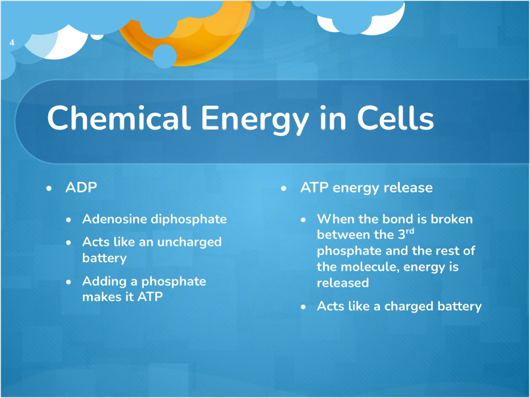A molecule that's related to ATP is ADP. It stands for adenosine diphosphate. The difference is that it contains only two phosphate molecules instead of three, like adenosine triphosphate did, and it acts like an uncharged battery. If you add a phosphate, it becomes ATP and becomes more energetic. ATP can release energy when the bond between the second and third phosphate is broken. When that happens, energy is released, and so when ATP exists, it's like a charged battery waiting to release energy.